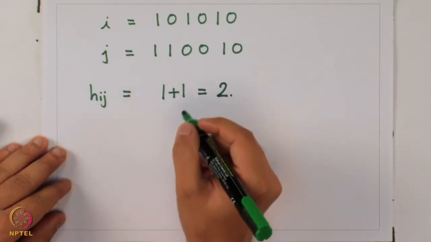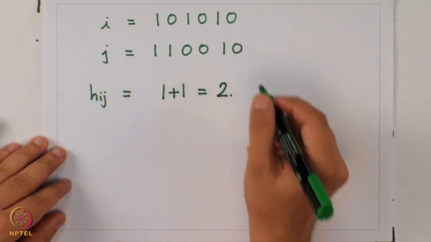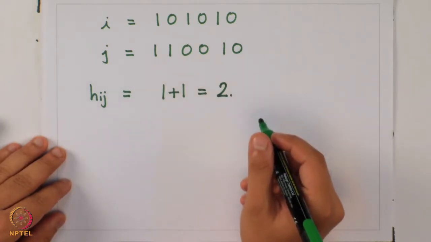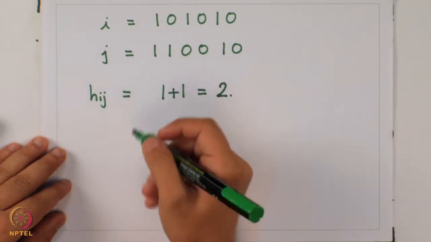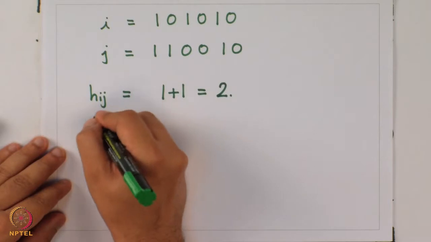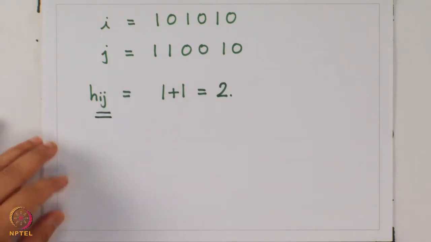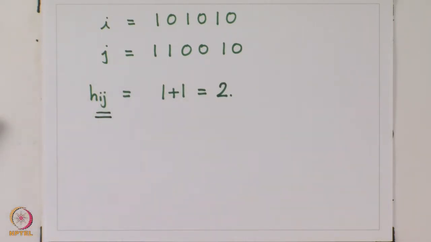Again, I want to emphasize that Hamming distance is only defined for sequences of equal length, and you need two sequences to be able to compare. Hence, these two subscripts here represent the two distinct sequences of equal length that we are trying to compare and compute the Hamming distance for.